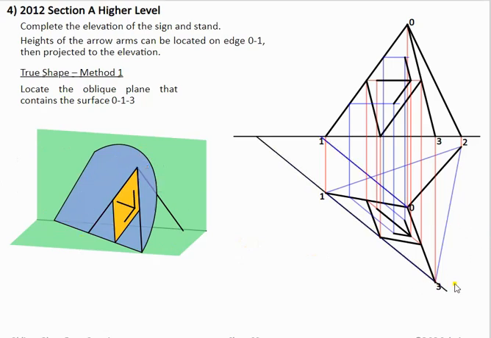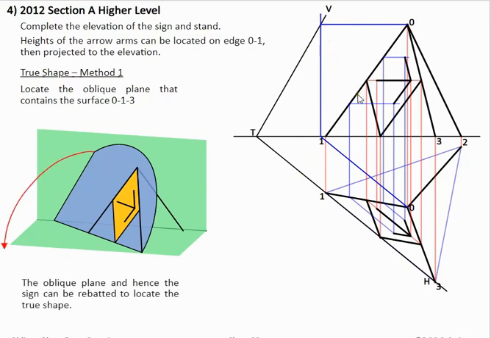So what we're going to do is set up our traces first of all. Our horizontal trace is 1, 3. Then to find the vertical trace, we can bring point 0 up parallel to HT, then bring it straight up and bring 0 across. That finds our vertical trace.